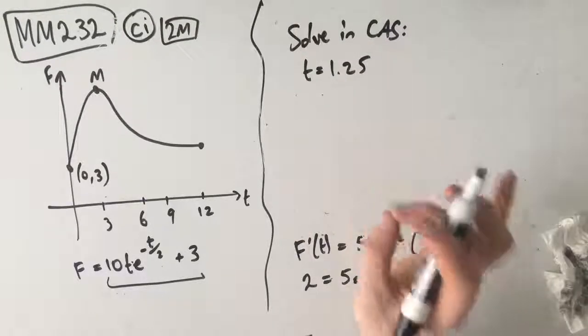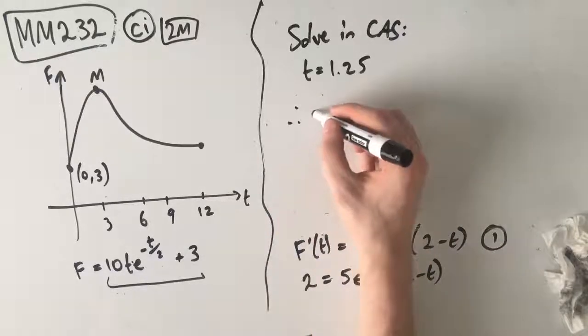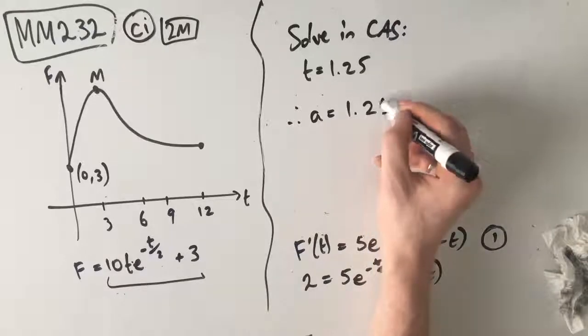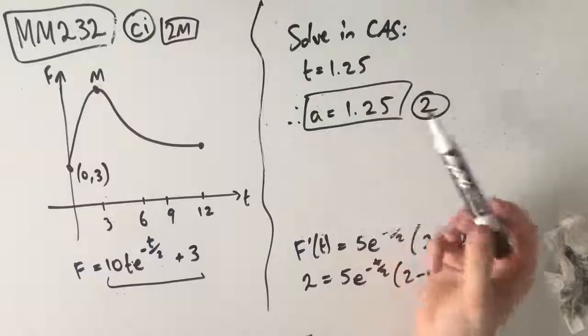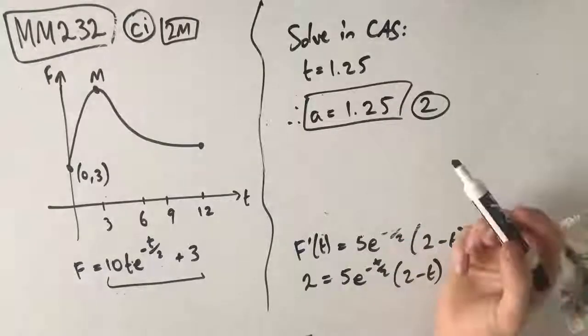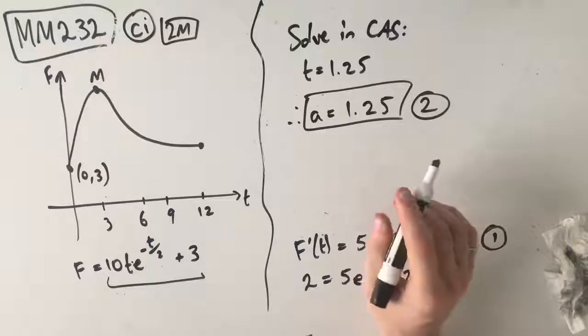But we're not asked for t, we've been asked to find a. So therefore, a is equal to 1.25, correct to 2 decimal places, which means that's our second and final mark for part CI. And that's our final answer. So if you have any questions, as always, hit me up in the comments below. But let's move on to part CII.